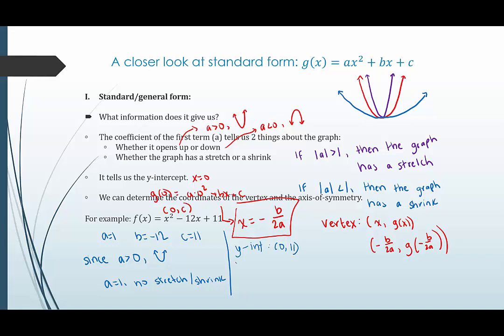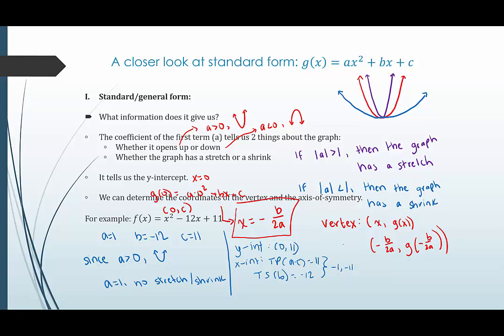The x-intercepts, I'm going to use that a, b, and c that I found, and I'm going to say my target product is a times c, which is 11. I forgot the c. A times c, which is 11. And the target sum is b, which is negative 12. Two numbers that multiply to 11 and add up to negative 12 would be, let's see, negative 1 and negative 11.